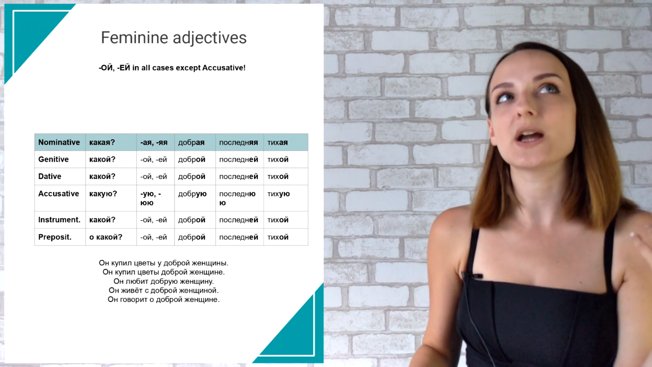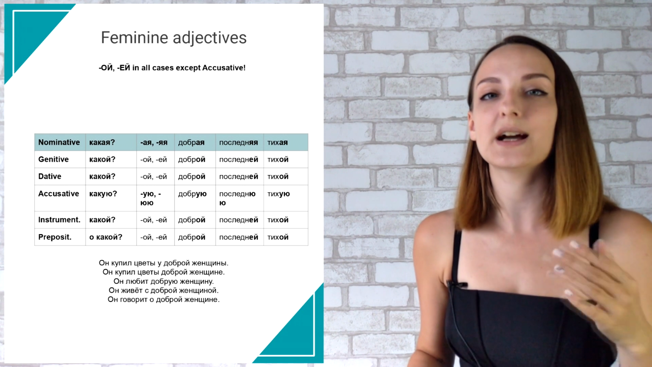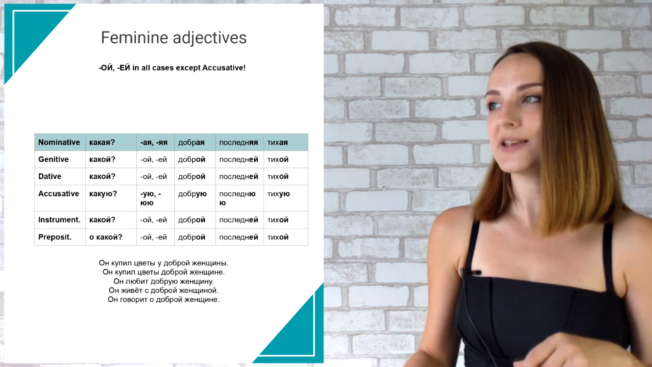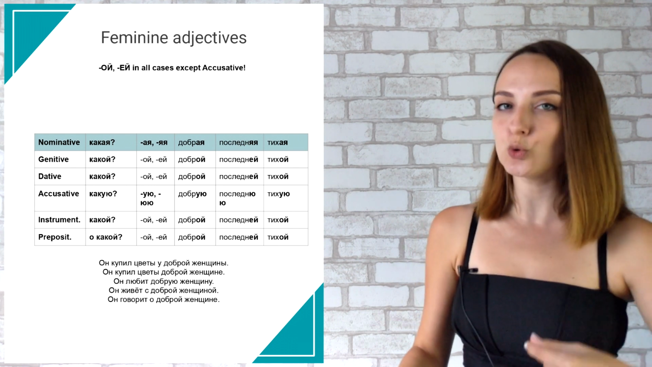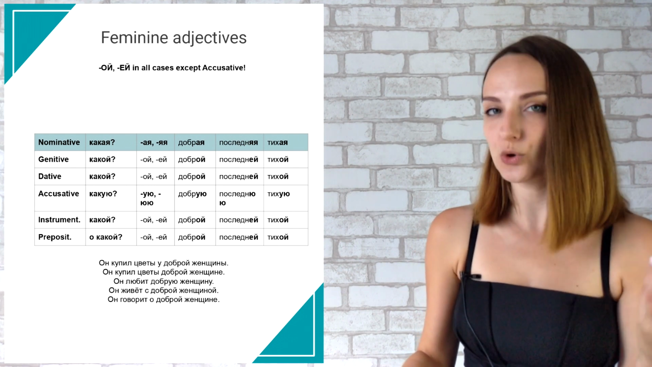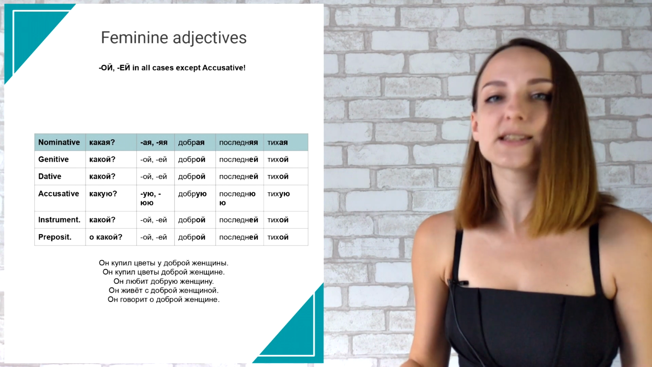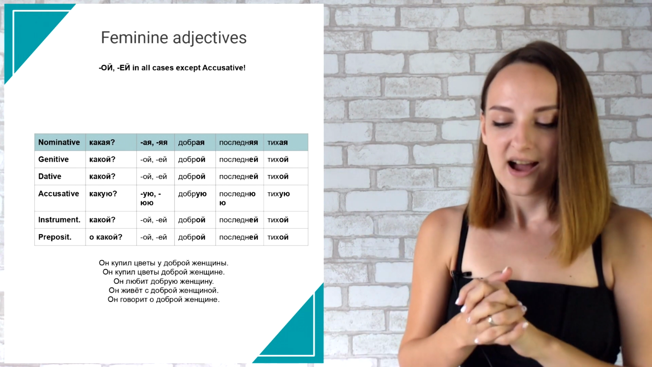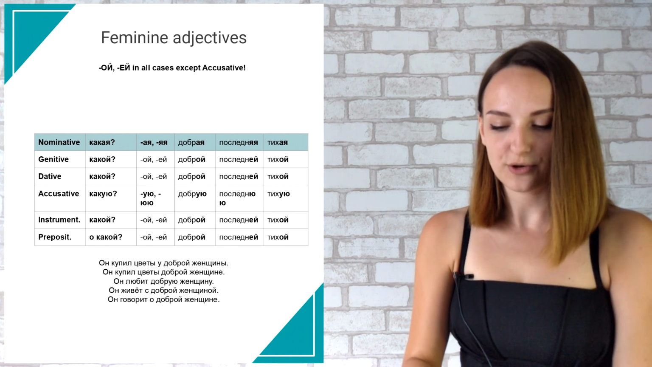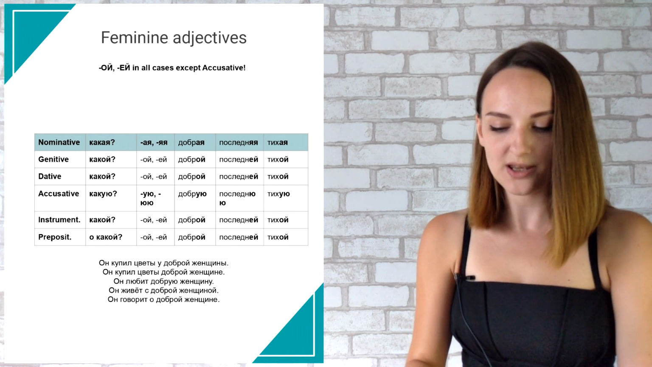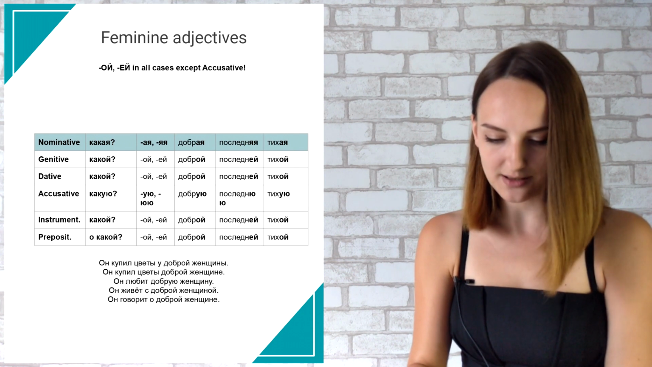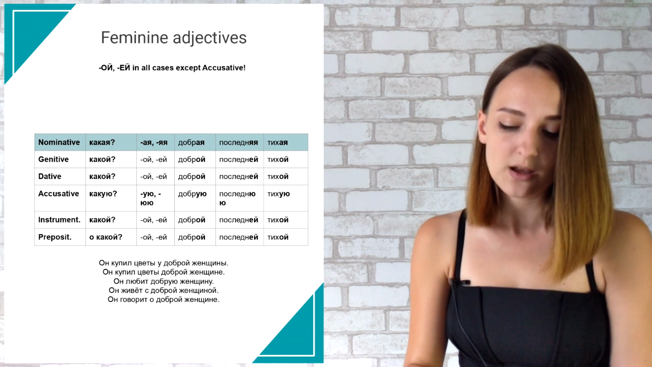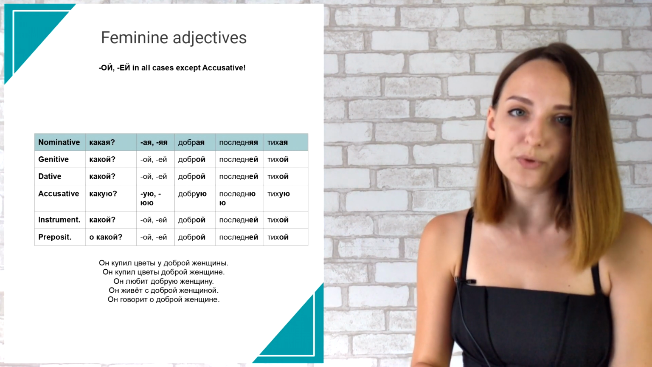For example, when you say I eat tasty pizza, я ем вкусную пиццу. Или я ем итальянскую пасту. Ую. For all other cases, there will be the endings ой, ей. As you can see, for example, in genitive, доброй, последней, тихой. In dative, доброй, последней, тихой. In instrumental, the same, and in prepositional, the same.